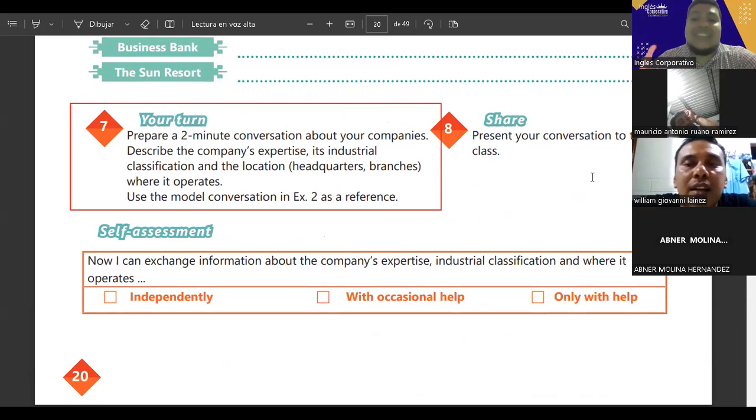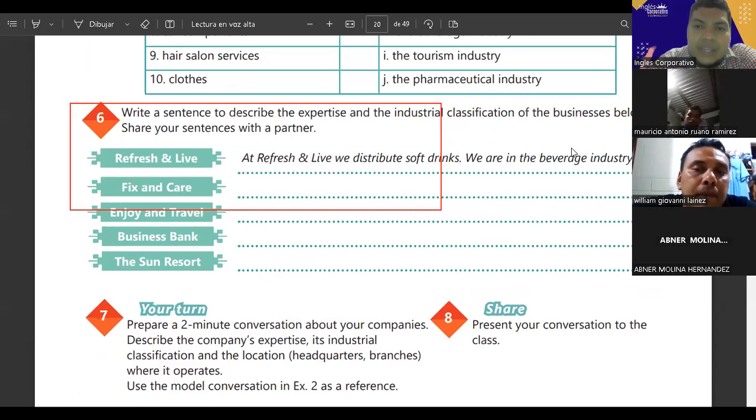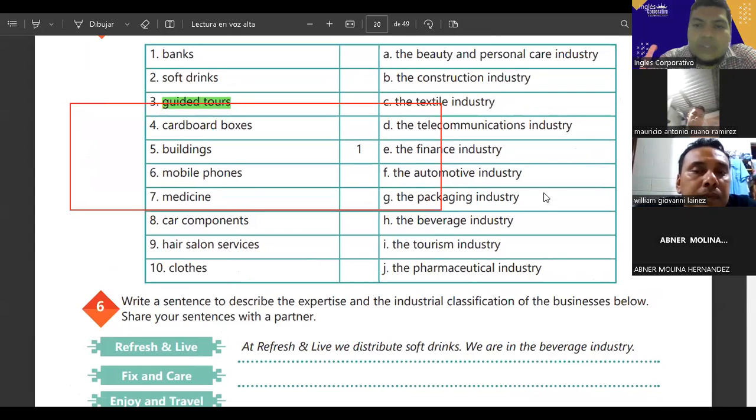My company, Artopal, is a company that manufactures electric equipment, belongs to the industrial area. And they are in the what? Industrial industry. No, all right. Telecommunications, construction, maybe.